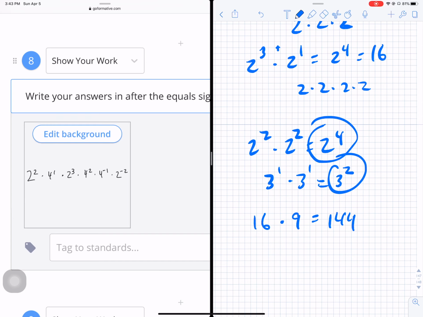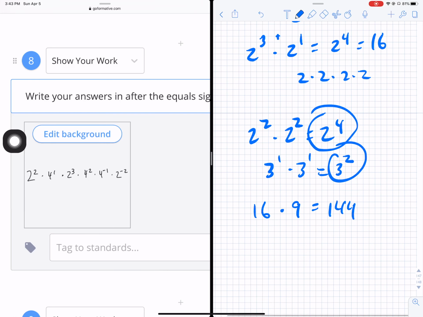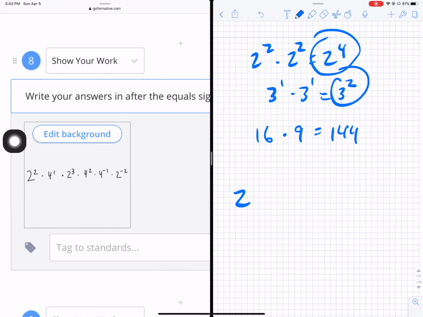And then here's a more advanced one. Just keep in mind, you're going to want to combine the things that go together first. So 2 to the power 2 goes with 2 to the third. That's 2 to the fifth because 2 plus 3. Now take away 2, so 2 to the third, and then 4 to the first, 4 squared. It's 4 to the third minus 1. So it'll look like this.